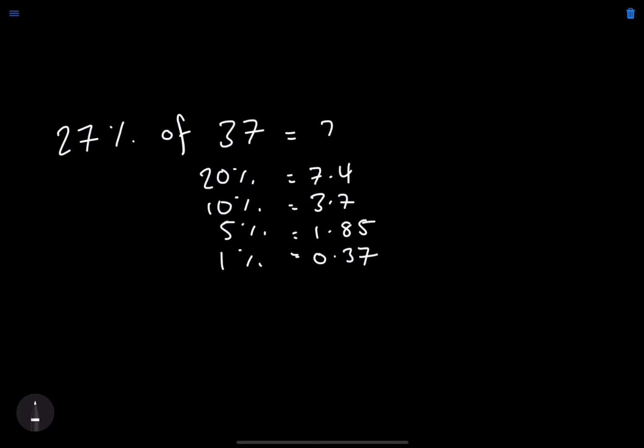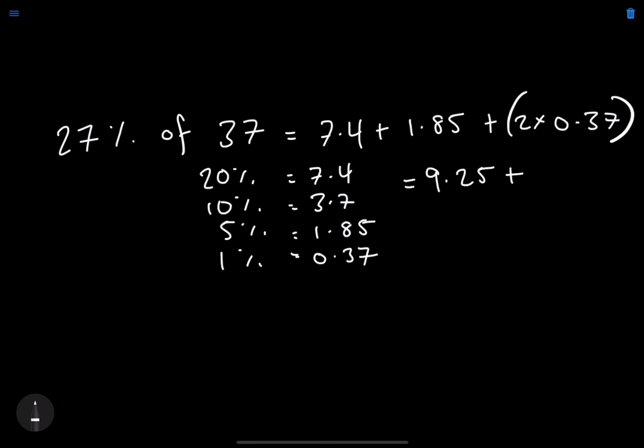So again, I'll just write it out to make it a little bit easier for myself. So that's 7.4 plus 1.85 plus 2 times 0.37. So 7.4 plus 1.85 is 9.25, plus 2 times 0.37, which is 0.74. So 9.25 plus 0.74 equals 9.99. So 27% of 37 is 9.99.